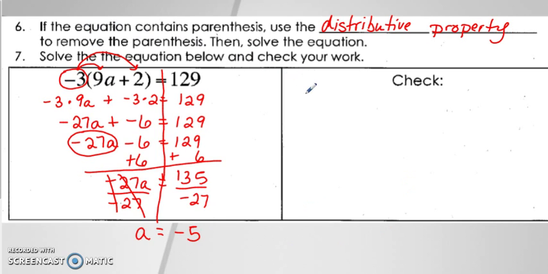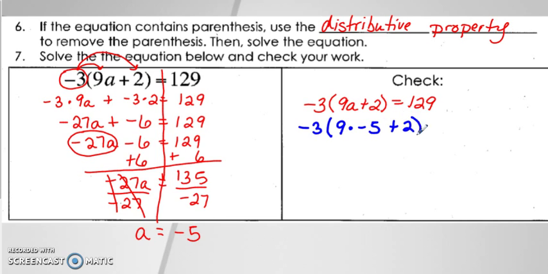Again, we go back to our original problem, negative 3 times the quantity of 9 times a plus 2. I'm going to replace a with negative 5. So 9 times negative 5 plus 2. Is that equal to 129? I'm going to follow the order of operations. I'm not going to use the distributive property. 9 times negative 5 is negative 45, plus 2.